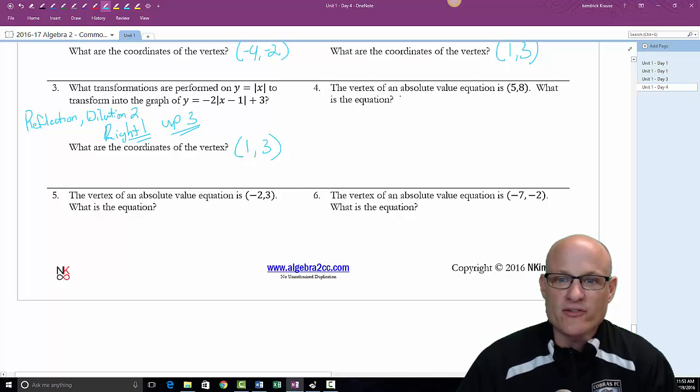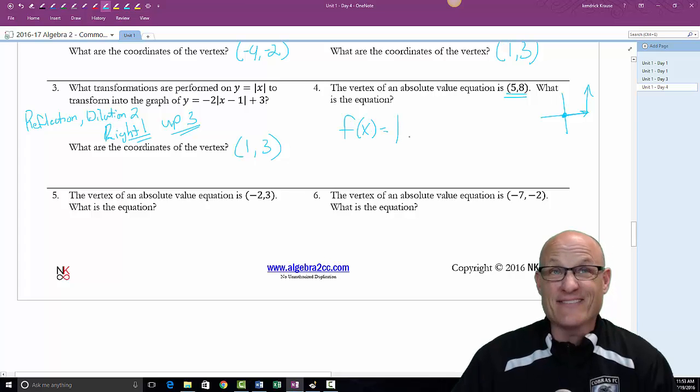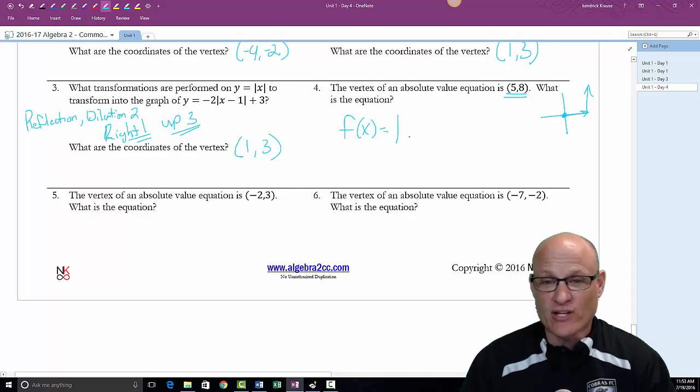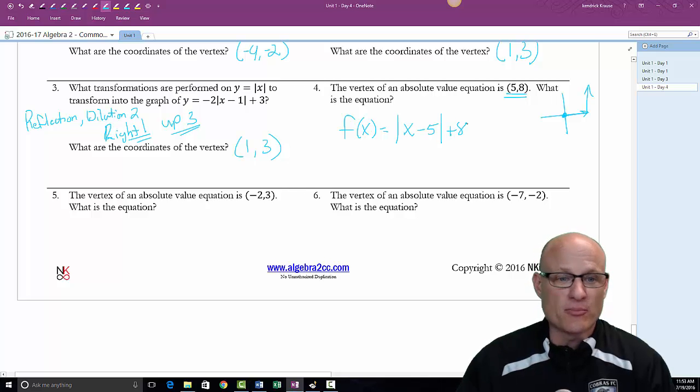So what is the absolute value equation when I have this? So this means we started at 0, 0, and we moved right 5, up 8. So if I'm going to write that function, f of x, right 5, right and left is on the inside, backwards. So since I went right 5, that's going to be x minus 5. But I went up 8, and that's normal, plus 8.